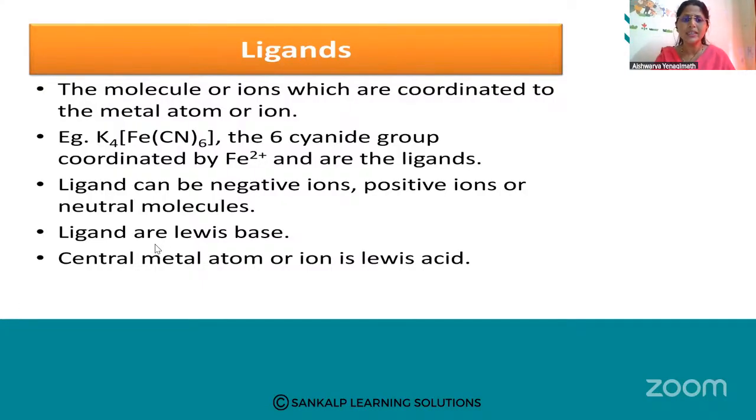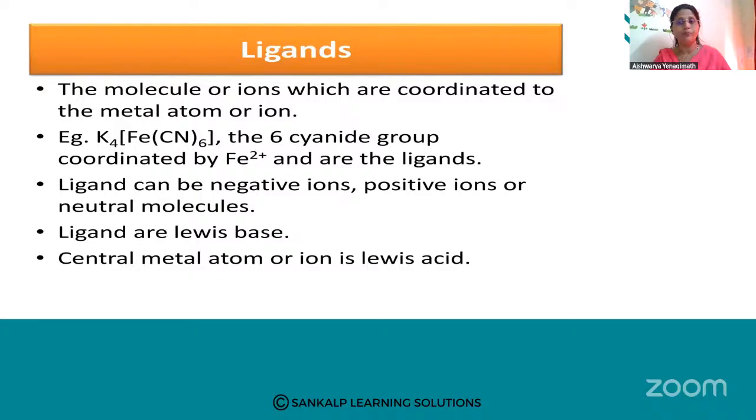And these ligands are called Lewis bases. We have learned about Lewis acid and base in the Lewis concept. What is a Lewis acid? A Lewis acid is an electron pair acceptor. A Lewis base is an electron pair donor. One which donates the electrons is called a Lewis base, and one which is capable of accepting the electron pair is called a Lewis acid.